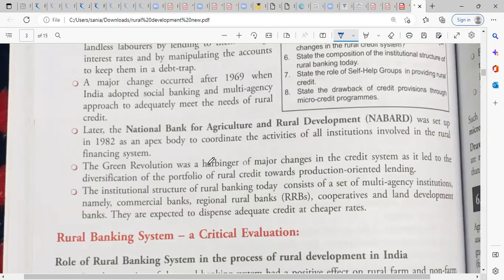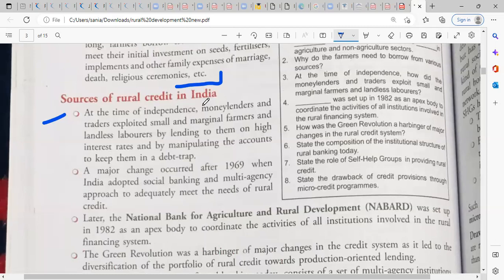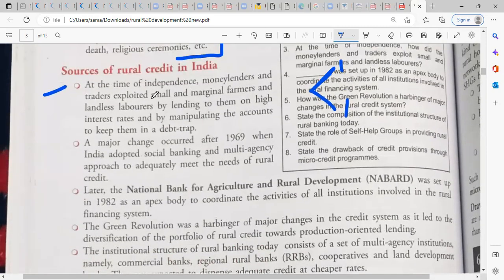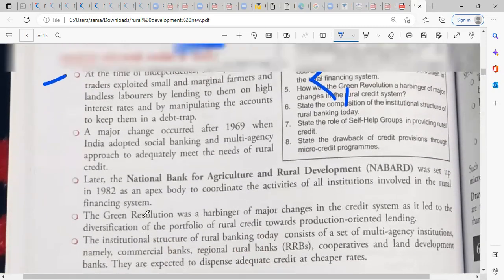Clear? So this is basically the source of rural credit in India. In India, how you are taking the credit. Okay, so if I ask you what are the sources of rural credit, then you will write two: institutional and non-institutional. But if I ask you what are the sources of rural credit in India, then you are going to write this paragraph. Clear? First, second, third, fourth, and fifth.